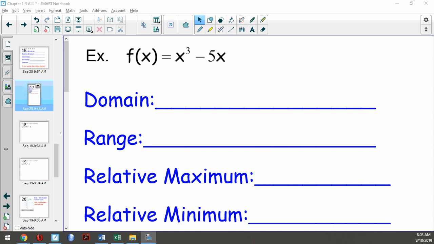Are we all ready? I think we did this, but it'll be a nice review and to go into what we need to go into, okay? So x cubed minus 5x. What's the very first thing we need to do with this problem? We need to graph it.